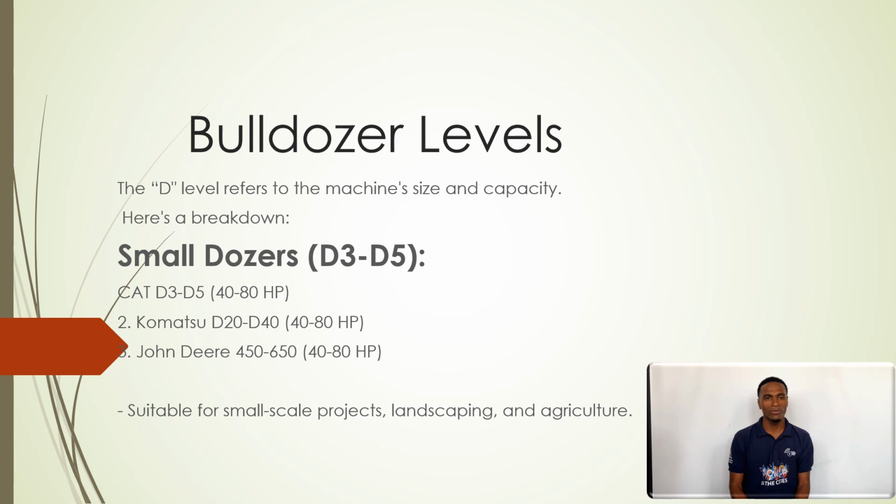Then we also talk about bulldozer levels. The D level refers to the machine size and capacity. Here is the breakdown. Small dozers range from D3 to D5. Among small dozers, we can have a Cat D3 to D5, a Komatsu D20 to D40, then a JCB 450 or 650. These small dozers are suitable for small scale projects, landscaping and agriculture.